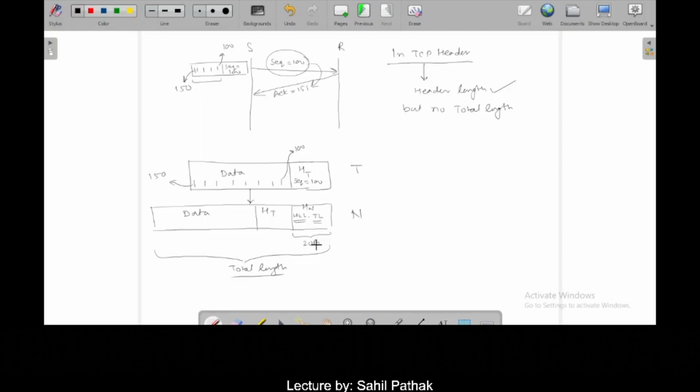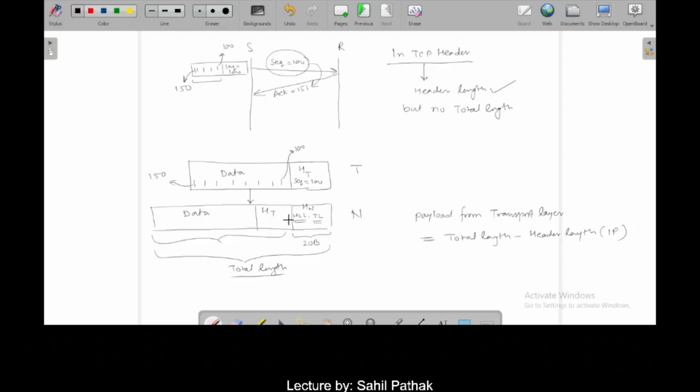And you can see that we can calculate the payload from the transport layer by total length minus header length. Okay, this is the IP header, the IP header length. So now this is how we will calculate this portion.